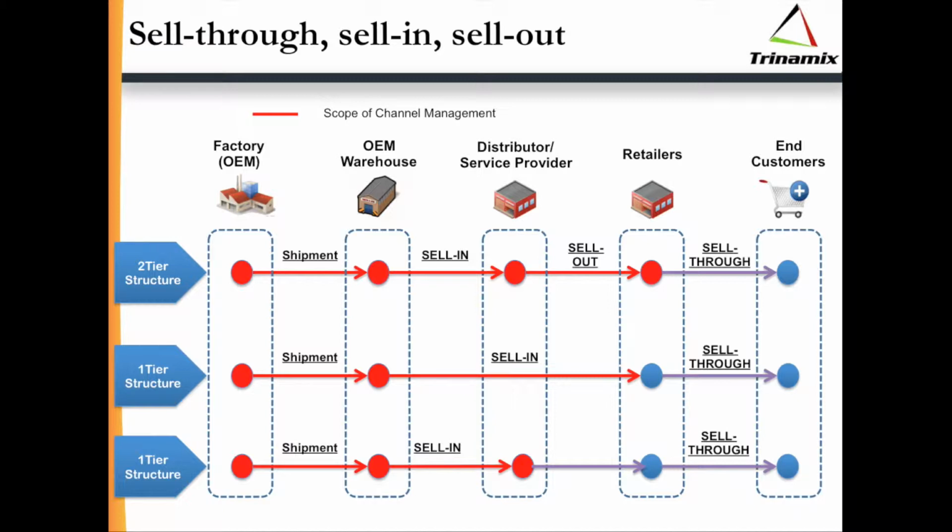This template supports multiple tier distribution architecture, which includes factory, OEM, warehouse, distributor, and retailers. With them, we can have many versions of single tier architecture and two-tier architecture, where you track the numbers at your site, distributor, and the retailer.